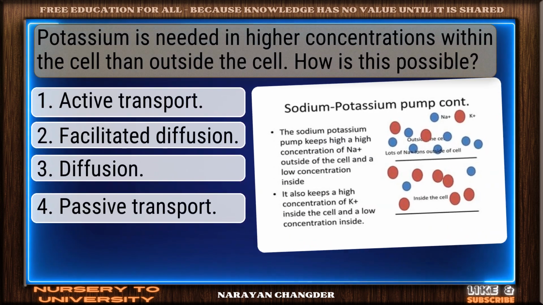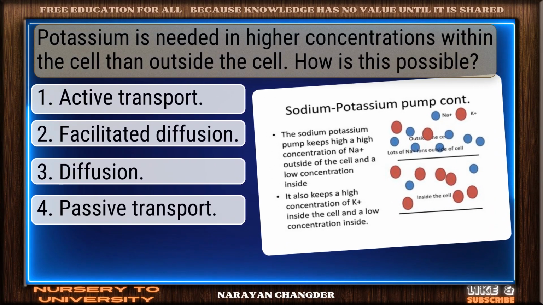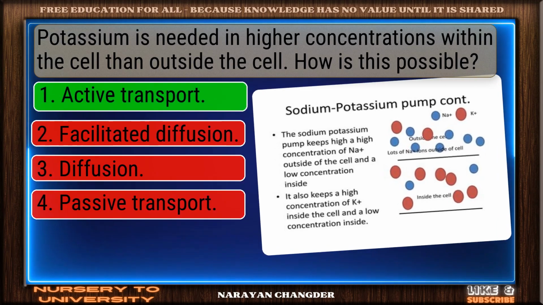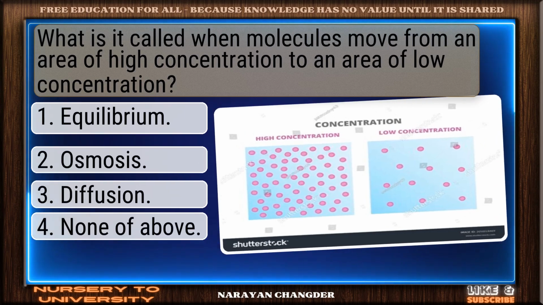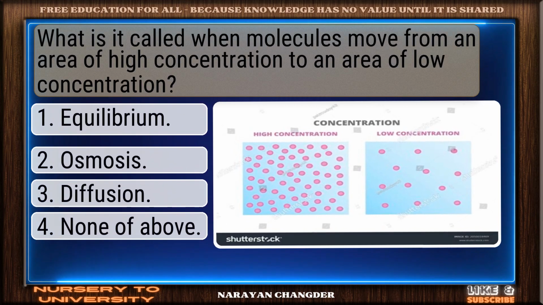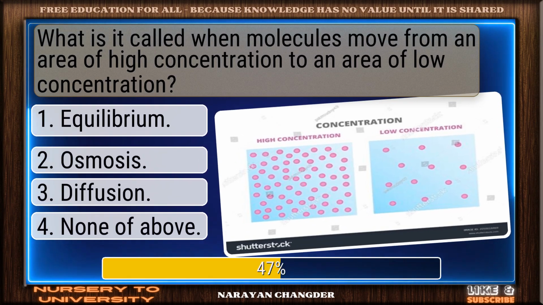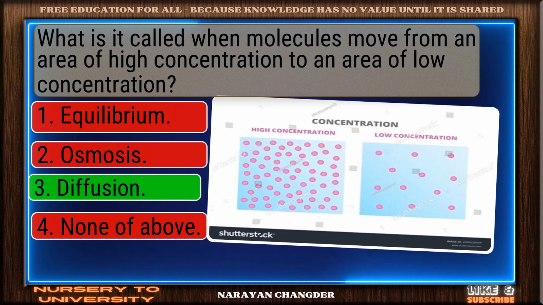Potassium is needed in higher concentrations within the cell than outside the cell. How is this possible? Well picked. Active transport is the correct answer. What is it called when molecules move from an area of high concentration to an area of low concentration? Solid response. Diffusion is a valid choice.